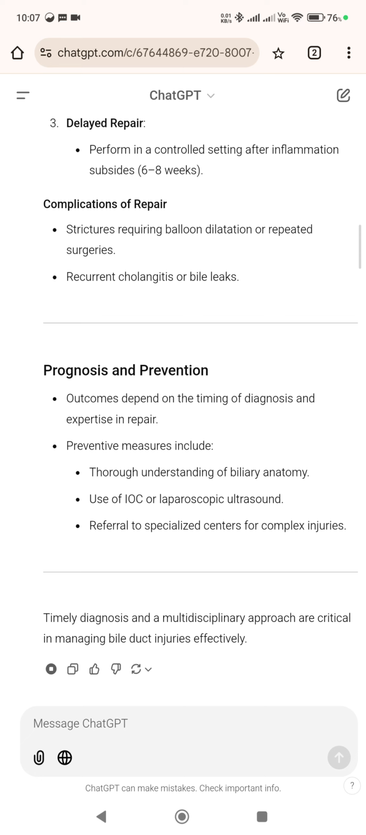Prognosis and prevention. Outcomes depend on the timing of diagnosis and expertise in repair. Preventive measures include thorough understanding of biliary anatomy, use of IOC or laparoscopic ultrasound, referral to specialized centers for complex injuries. Timely diagnosis and a multidisciplinary approach are critical in managing bile duct injuries effectively.